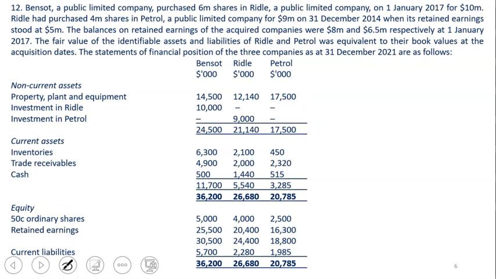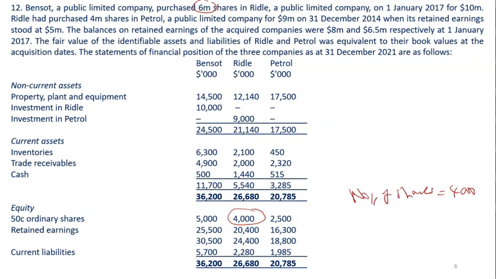So in this case, Bensot, a public limited company, purchased 6 million shares in Ridu, a public company, on 1 January 2017 for 10 million. If they purchased the 6 million, what percentage shareholding did they acquire? So we need to know the total number of shares for Ridu. We go to the balance sheet and consult the ordinary share portion. Ridu has ordinary shares worth 4 million, which is equal to the 4 million divided by the par value.